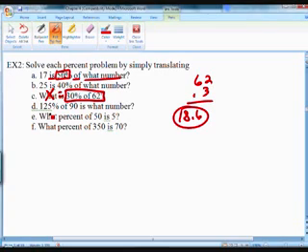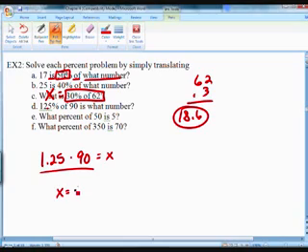The next one. 125% of 90. Of means times. 90 is what number? Equals X. Or you can just do 1.25 times 90. Move the decimal twice: 1.25. Because if you just put it right there, that's just moving it once. Good job. 1.25 times 90. That is 112.5. Any questions? The last two, these are the ones you've got to be a little bit more careful with.